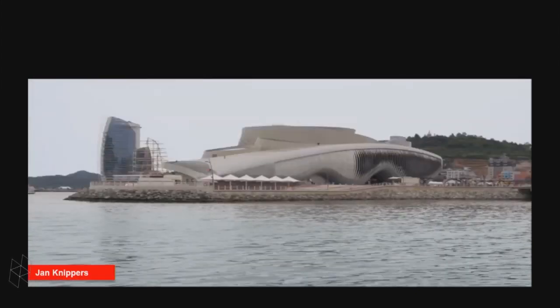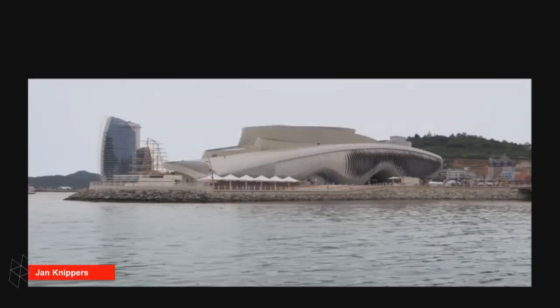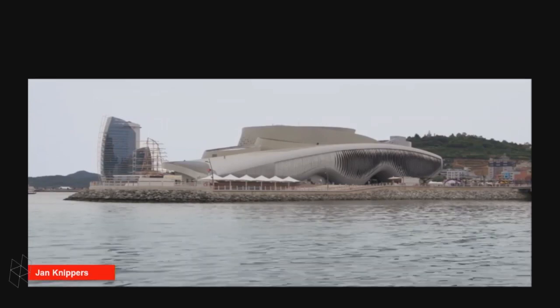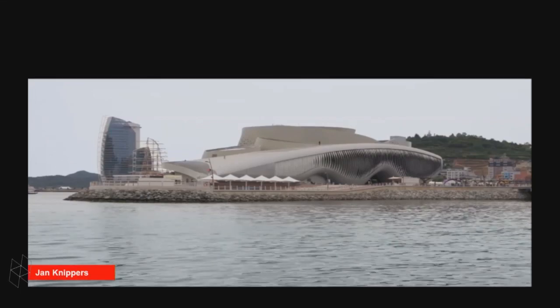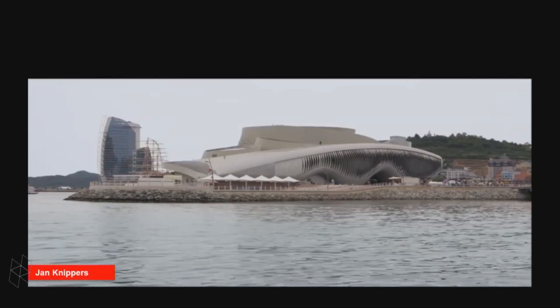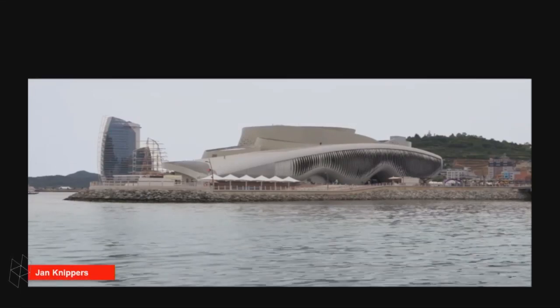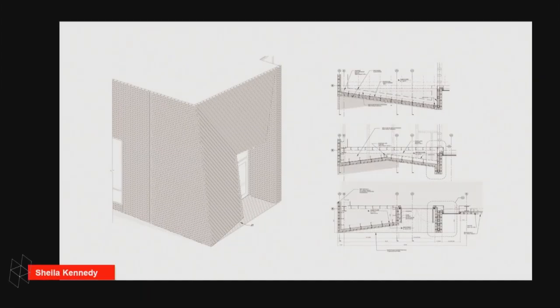Pretty impressive stuff. And Jan is also teaching at the Technical University in Stuttgart and has a practice, Knippers Helbig, structural engineer, advanced engineering. So that was interesting to see how polymers might have their own logic. Sheila Kennedy, who has a firm called MatX, Materials X, showed a number of projects.